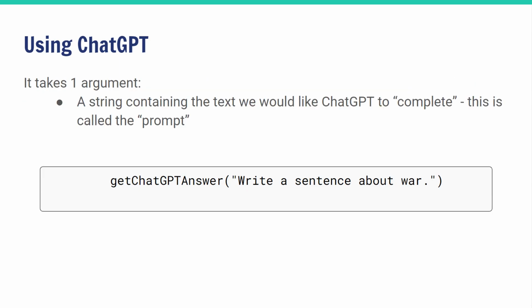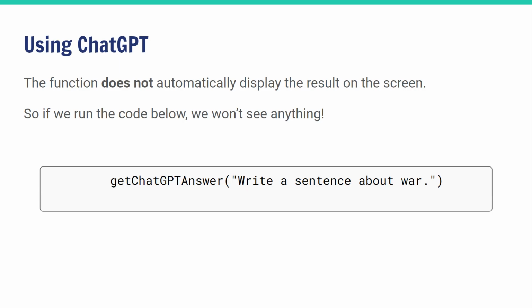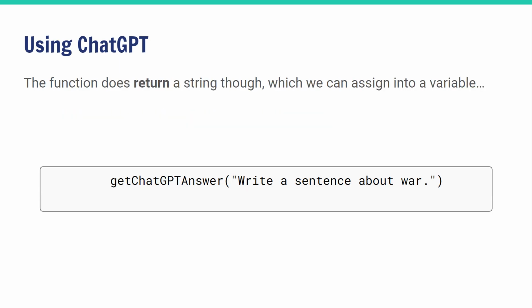The function only takes that one argument, which is a string containing the prompt that you would like ChatGPT to complete. And like the other functions that you would have seen, getChatGPTAnswer does not display or do anything with the answer other than give it back to your program. So it won't display it, it won't speak it, it won't say it. So anything that you would like to do with the answer afterwards, you need to assign it into a variable.